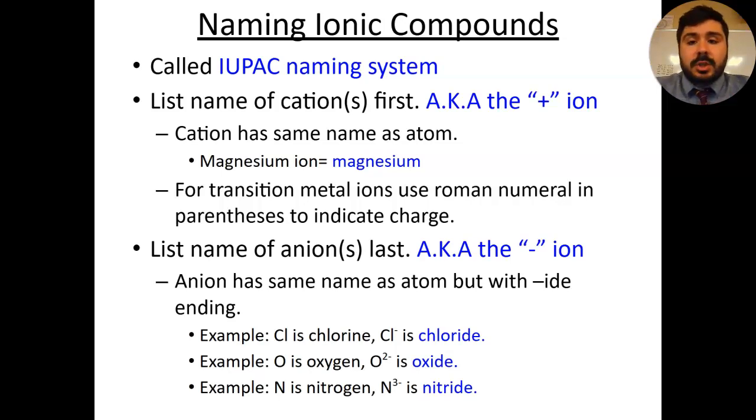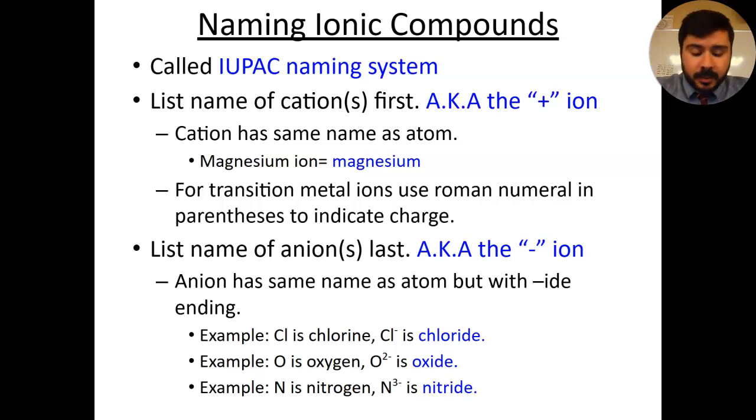For transition metals, same thing as we just discussed. If you see a transition metal, make sure you have the Roman numeral present in parentheses to indicate the charge. So if it's iron +3, that needs to convert into Fe for iron and then a Roman numeral 3 in parentheses to show that you're using the +3 charge for iron. And that's it. Those are the only two rules for positive ions.